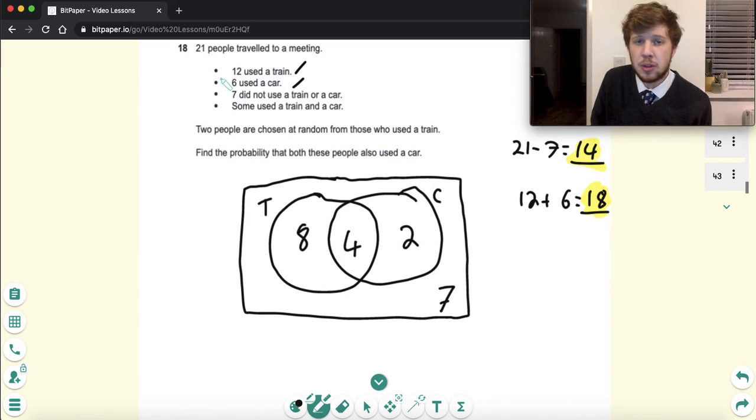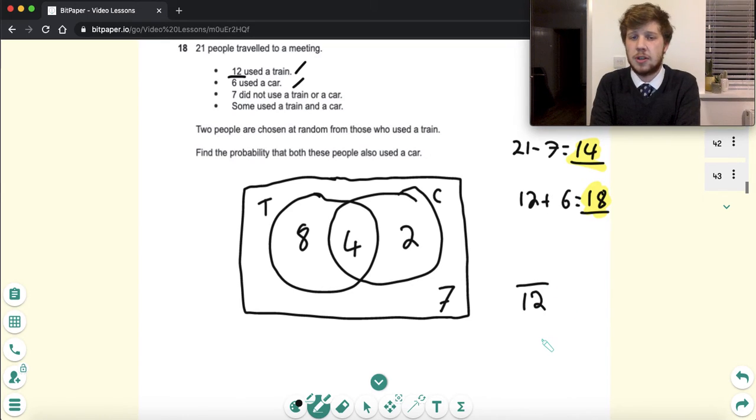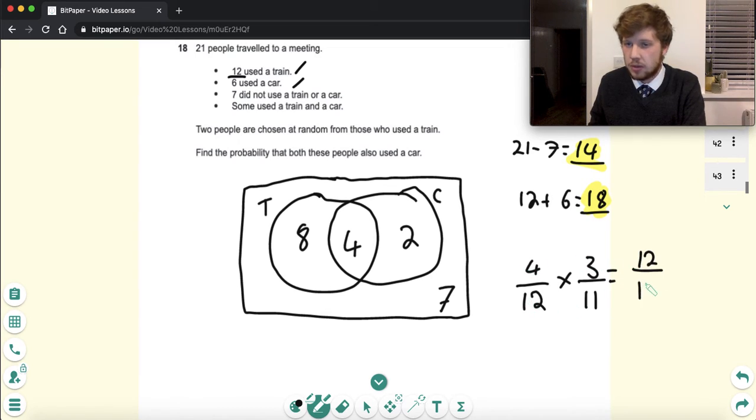So those people who used a train are 12, so therefore my first person being chosen is going to be out of 12. Find the probability that this person also used a car. Only 4 of the 12 people used a car, so therefore it must be 4 out of 12. The next time this happens, there's only 11 people left, and now we've decreased our value of 4 by 1, so therefore it's 3. So we get 12 over 132, which is 1 over 11. And that would be my final probability for question 18.